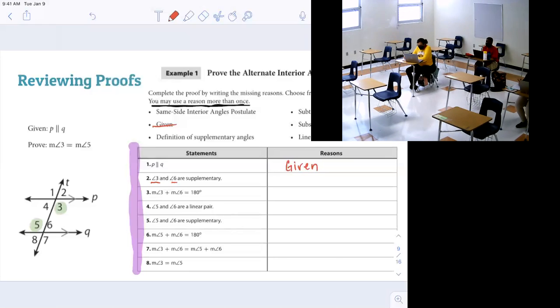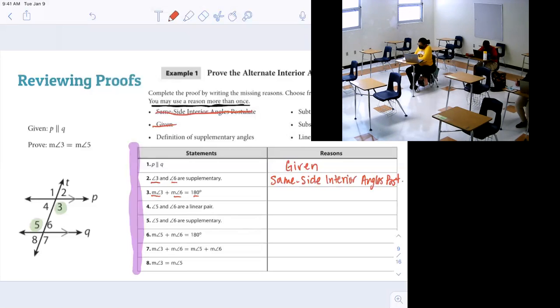Same side interior angle postulate. Good, the same side interior angles postulate, because angle 3 and angle 6 are on the same side and they are on the interior. Then they go on to tell me that angle 3 and angle 6 add up to 180.